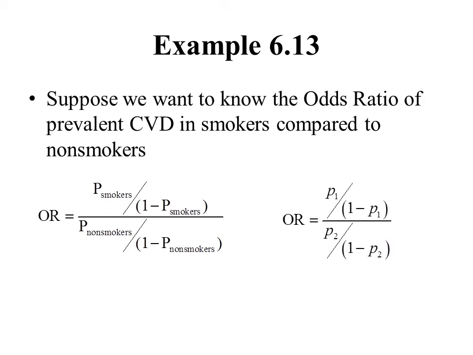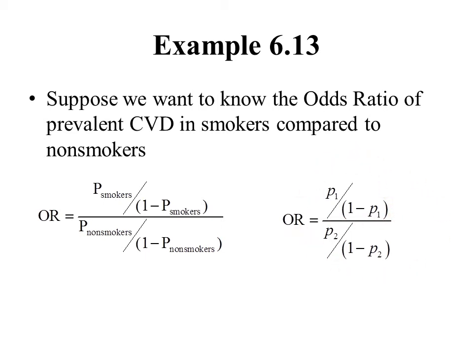Or another way to describe this using the parameters that we defined in the previous example is we'll take P1 divided by 1 minus P1 and then P2 divided by 1 minus P2. So in order to know the exact value of this odds ratio, we'd have to calculate the exact values of P1 and P2 and do this calculation.